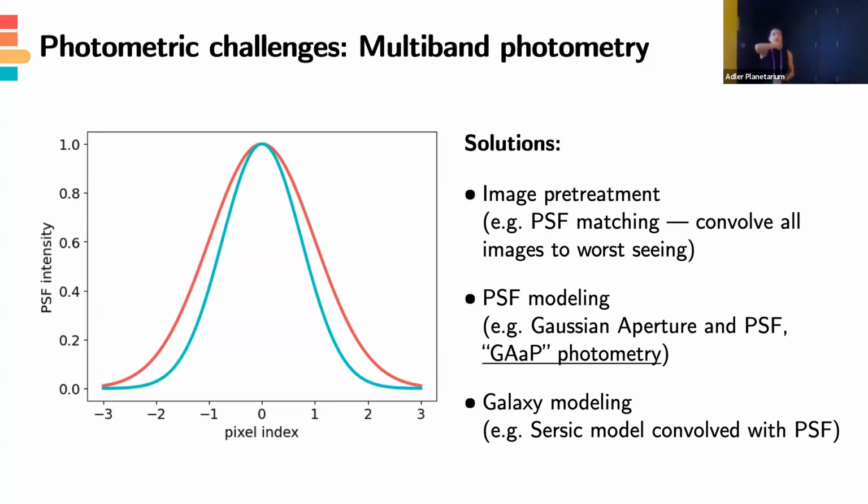Another thing you can do is PSF modeling. So one example of this is the Gaussian aperture in PSF, or GAaP, photometry. And this is essentially where you're trying to directly model the PSF with some set of basis functions to allow you to measure very accurate colors. So when I say colors, I mean the magnitude difference between your two bands. So I'm trying to model the PSF to get an accurate sense of, if I had a different imaginary aperture for every band, what would the accurate color be between these bands of different seeing.